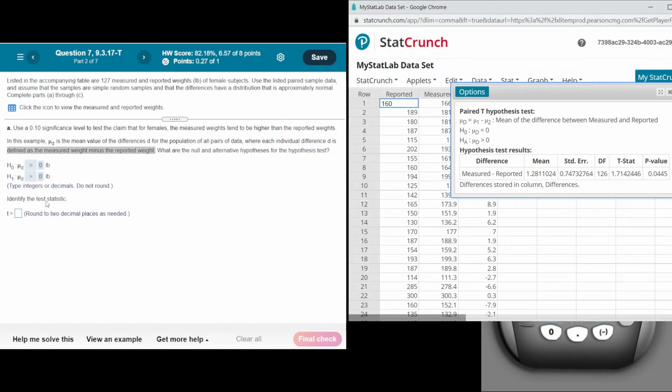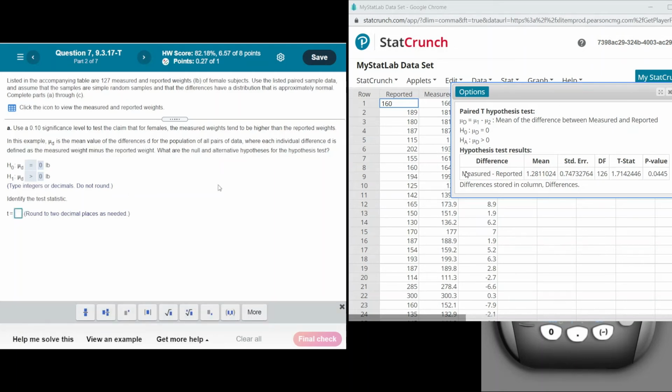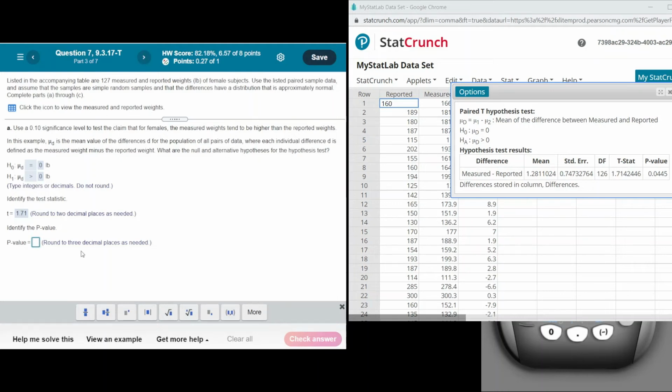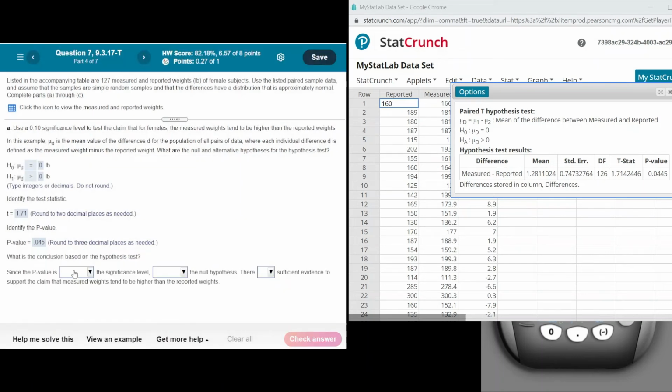And here are our statistics. Just making sure that you can see. We have t equals, they wanted 2 decimal places, so 1.71. P-value, 3 decimals, 0.045. Good job. Let's compare the p-value with our significance level. The p-value is less than 0.10, so 0.045 is less than 0.10, which means we're going to reject. And whenever you reject, there is enough evidence.